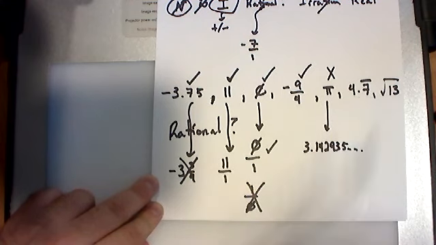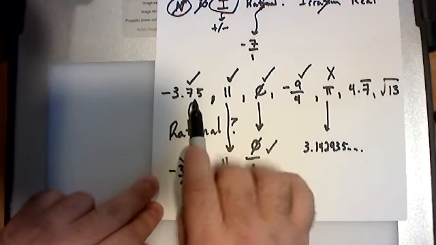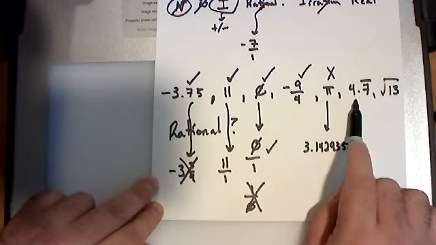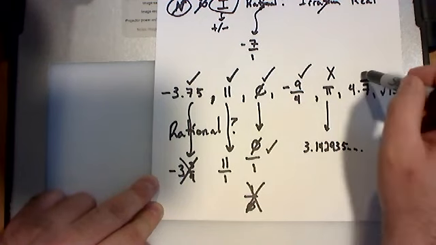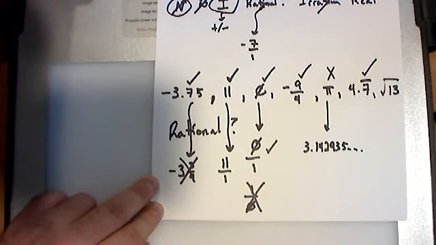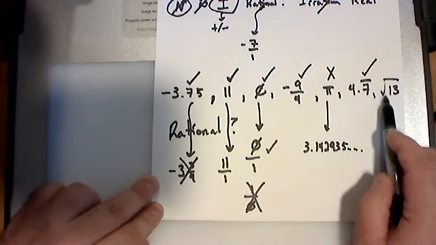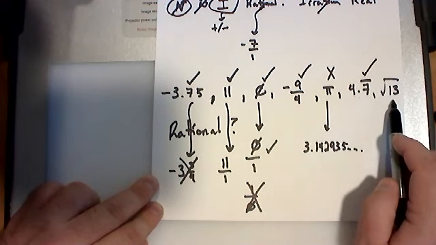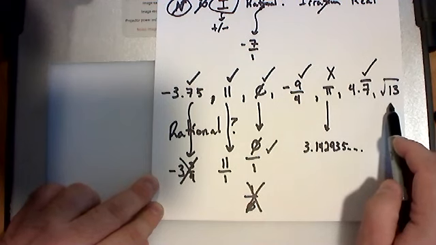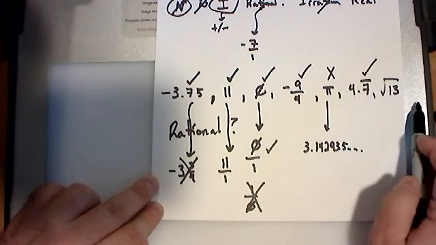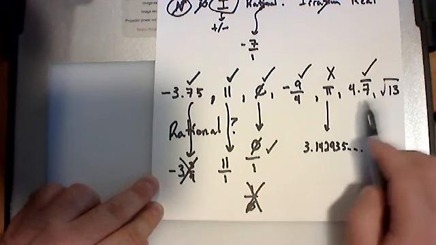What about 4.7 repeating? Just like 3.75 or -3.75, this argument is very much definition. I told you already, if a decimal repeats, it is rational. Nothing else to say there. The last one is also definition. I also said that any square root of a number that's not clean, because you know the square root of 9, that's 3, and you know the square root of 16, that's 4. But 13 is somewhere in between.